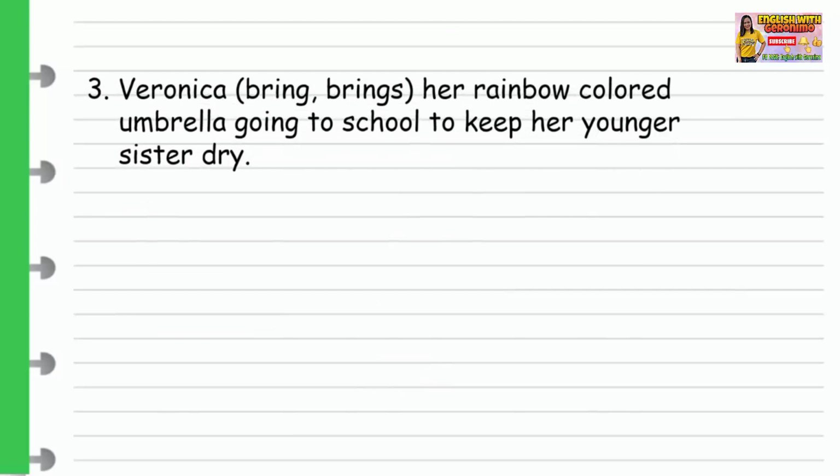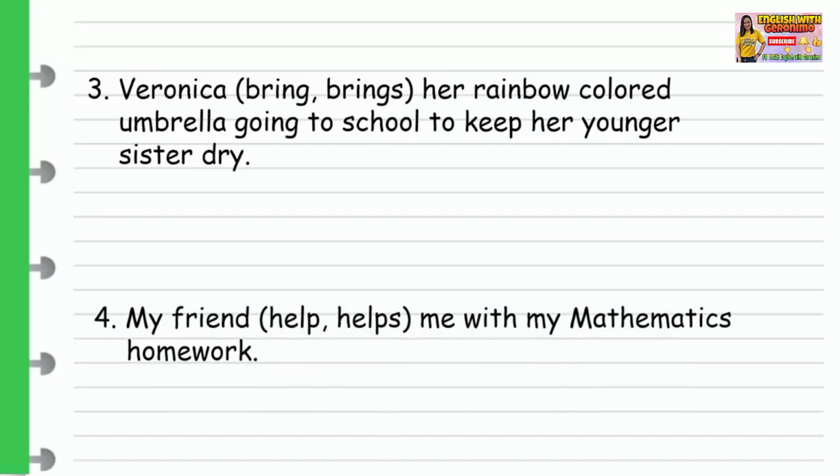Veronica brings her rainbow-colored umbrella going to school to keep her younger sister dry. My friend helps me with my mathematics homework. The simple present tense of verb in number 3 is brings. There is an S at the end of the verb because the subject is singular or only one, Veronica.